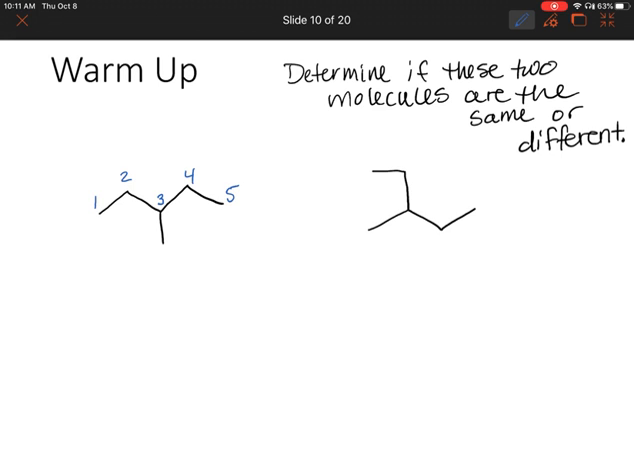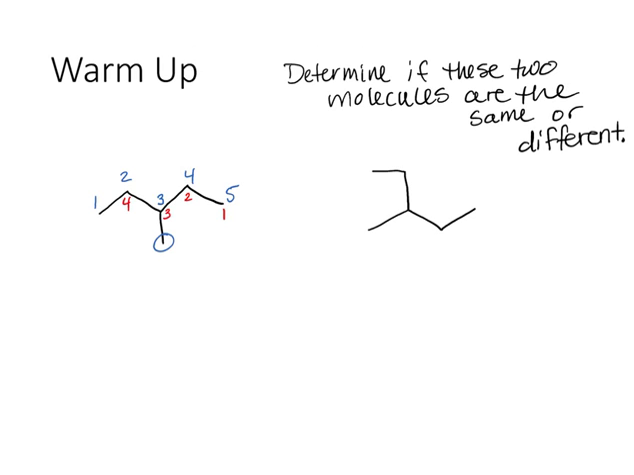And then it looks like we have a methyl substituent on carbon 3. And let's see, if we numbered from right to left instead of left to right, that methyl group would still be on carbon 3. So let's actually do that just for visualization. So 1, 2, 3, 4, 5. So the methyl group is always on carbon 3, so again, it doesn't matter which way we number it.